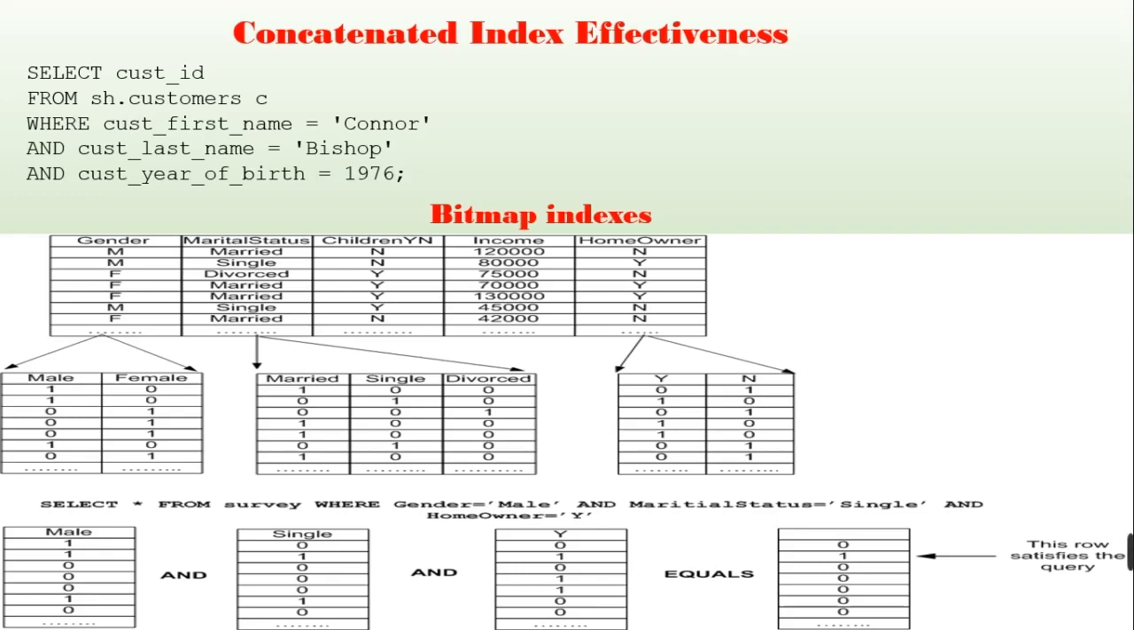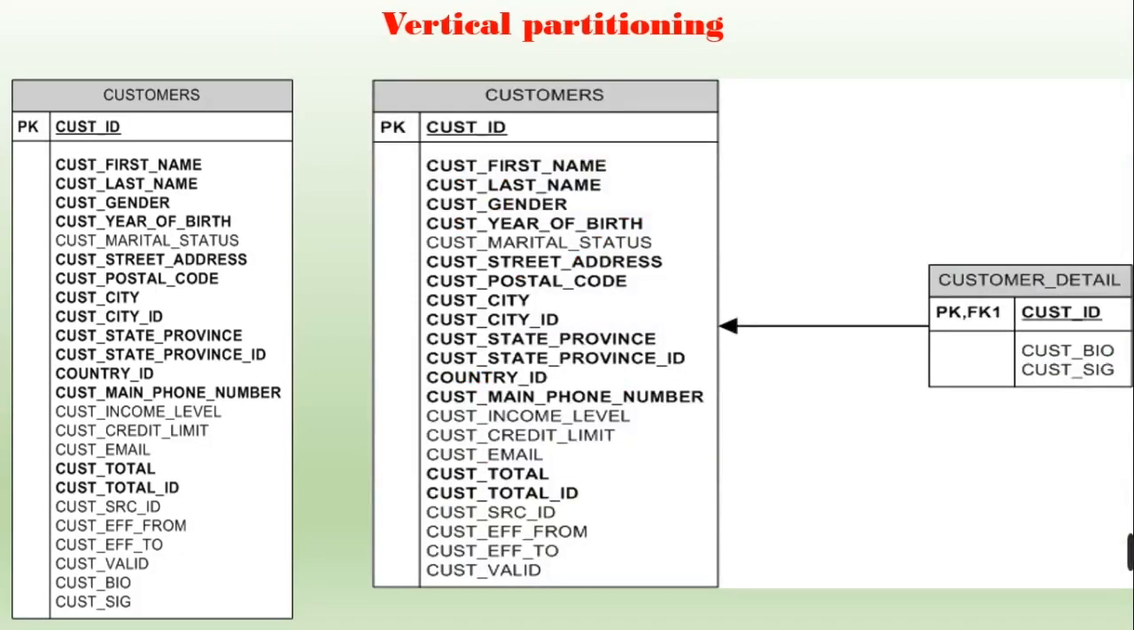Concurrent index effectiveness. Here it is a SQL select query, and how it goes with that concurrent index effectiveness, and bitmap indexes, how it goes with the trace. There is a pictorial diagram explaining the bitmap indexes. Vertical partitioning: this is a customer table. So how does it happen in vertical partitioning? It's explained in the pictorial diagram.